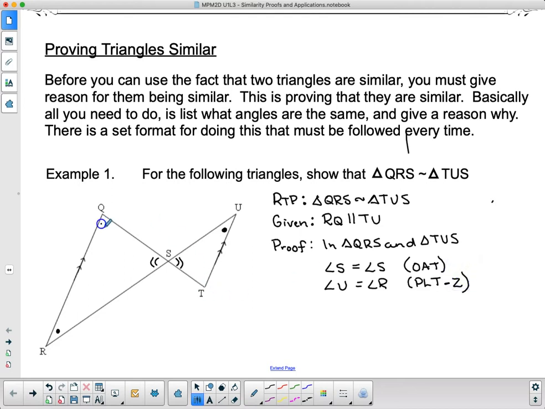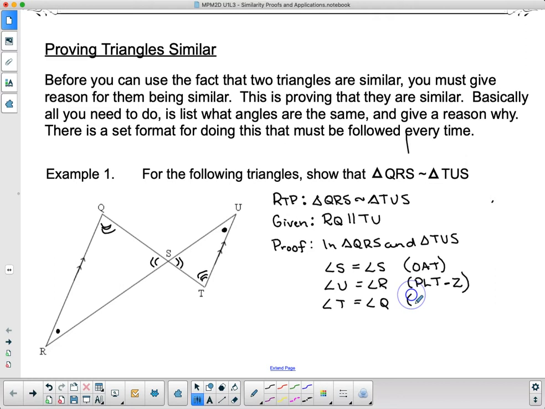Now the last one is also equal because of the Z pattern. You can see we've got a backward Z going on here. So we can say angle T is equal to angle Q. And you'll notice I paused for a second there to see which one I was going to write first, the T or the Q. This side of the equal sign came from the same triangle, the TUS triangle, and this side came from the other triangle. So I want to make sure that I keep those sides the same when I line them up.